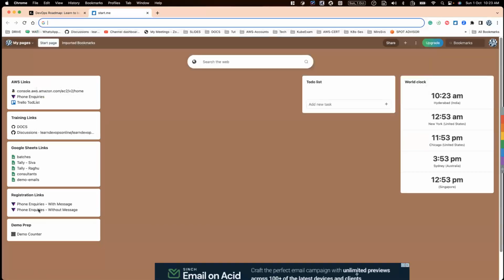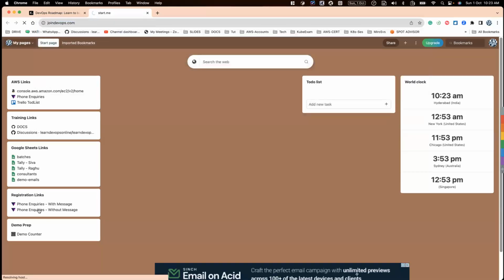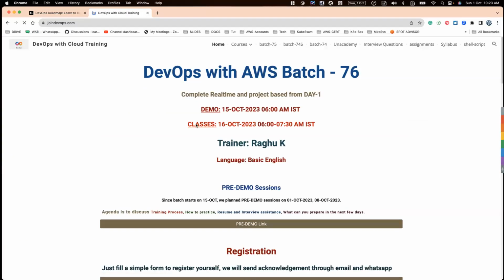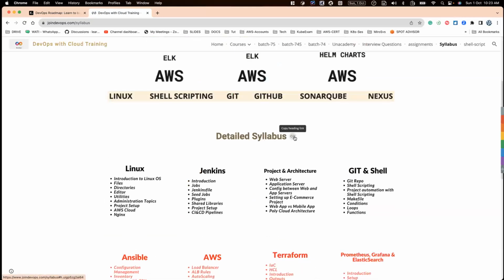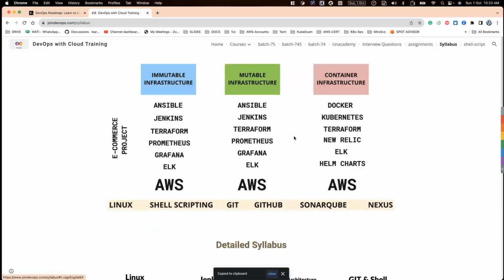I didn't see exactly. Yeah, go and check it out. So in the Join DevOps website, by the way, there is a syllabus section, and inside the syllabus you have some detailed syllabus here. So open the detailed syllabus. Okay, I will check the syllabus.